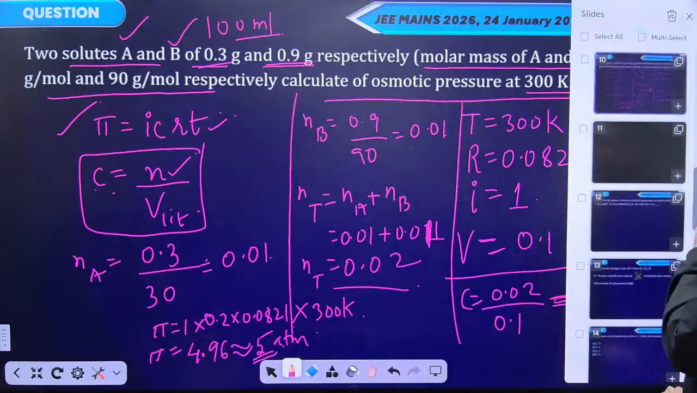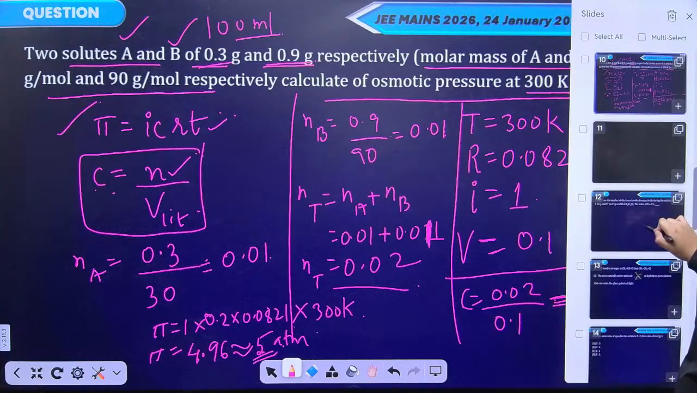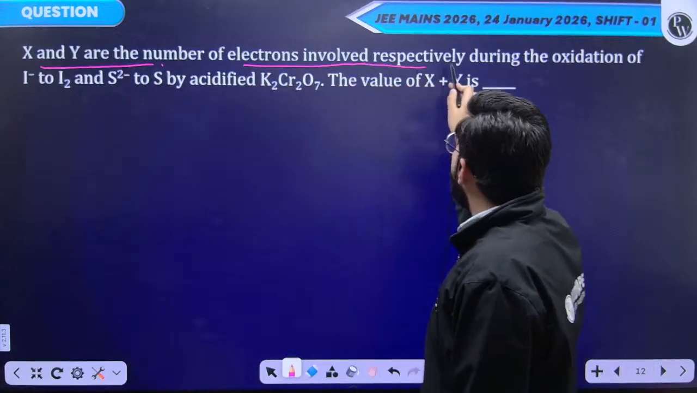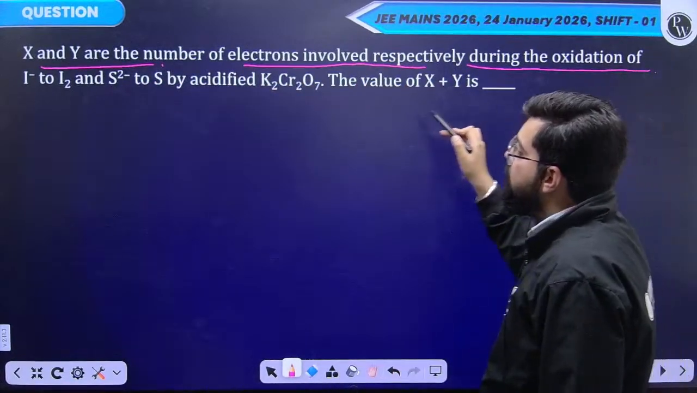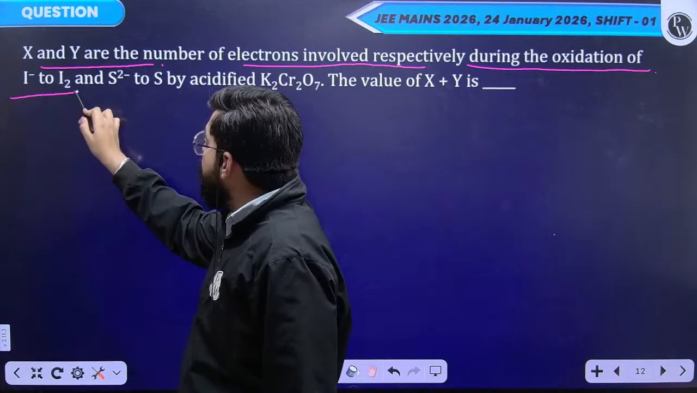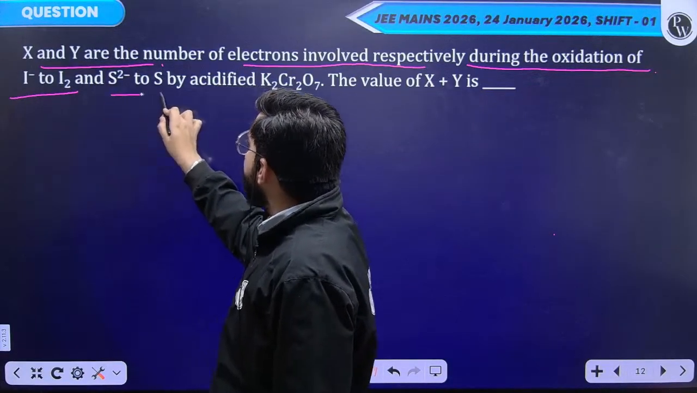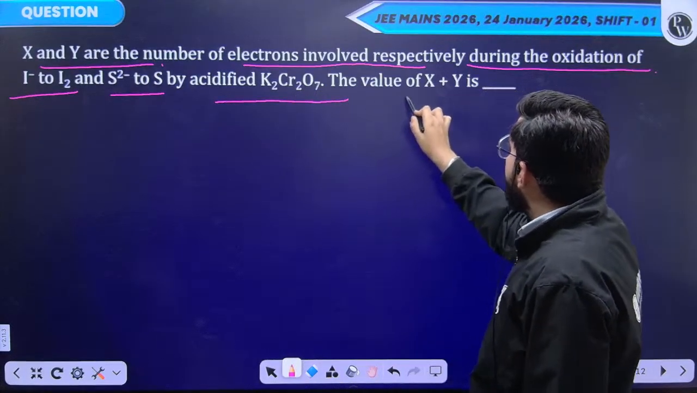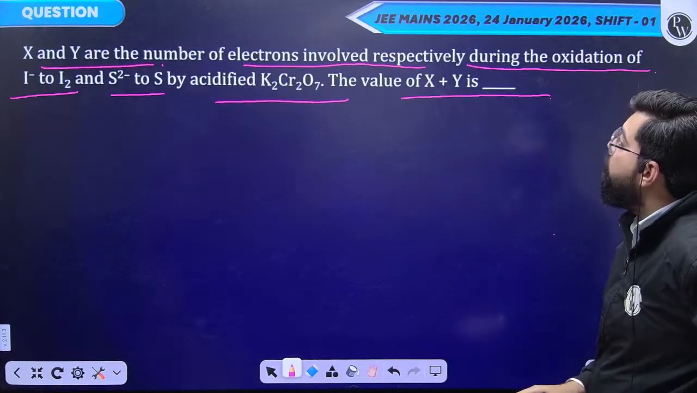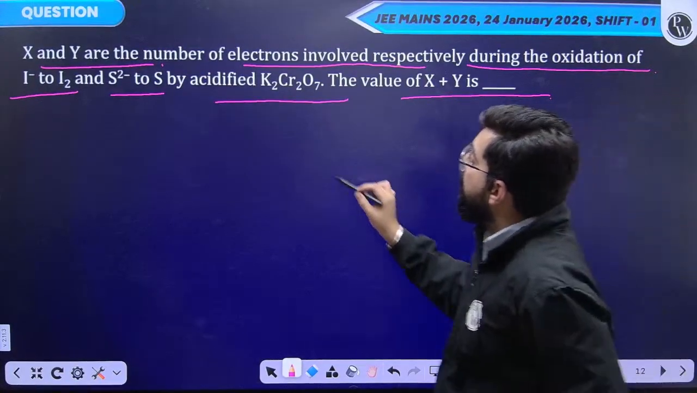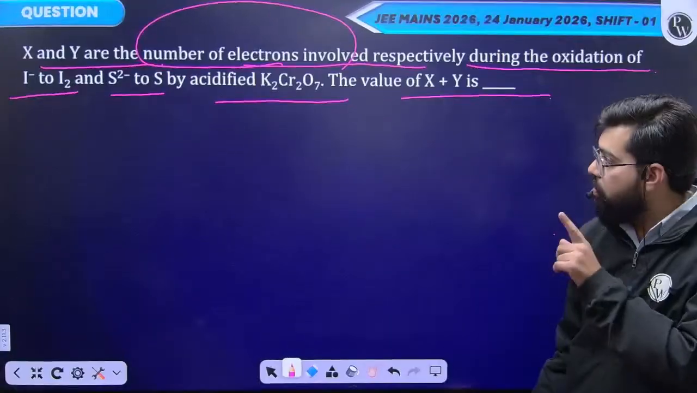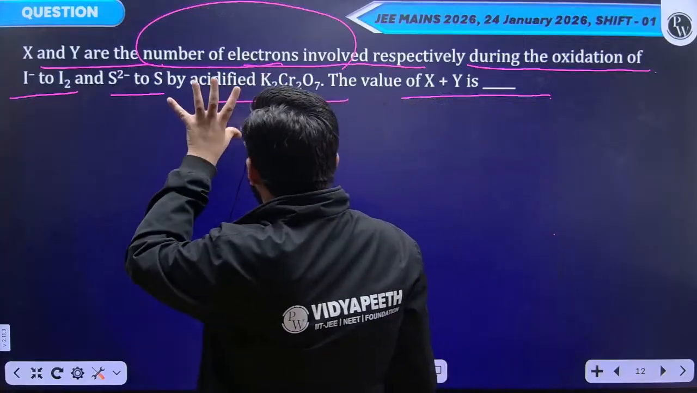Now moving on to the next part. Here you can see, yes, this is very simple. X and Y are the number of electrons involved respectively during the oxidation of I negative to I2 and S2 negative to S by acidified potassium dichromate. Now we have to find the value of X and Y. That means X and Y are nothing but the number of electrons lost, so we have to find the number of electrons.